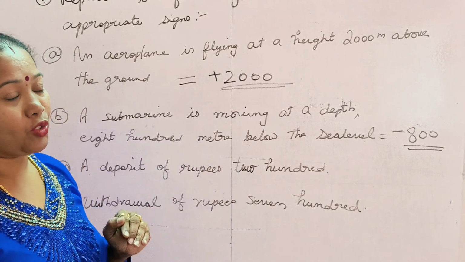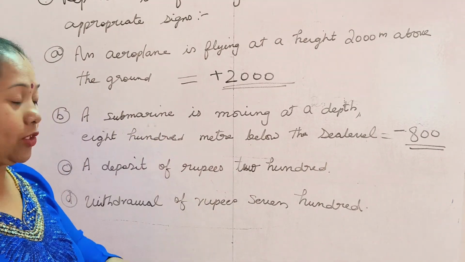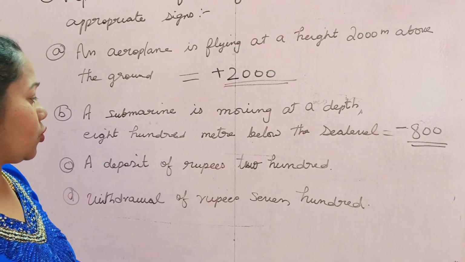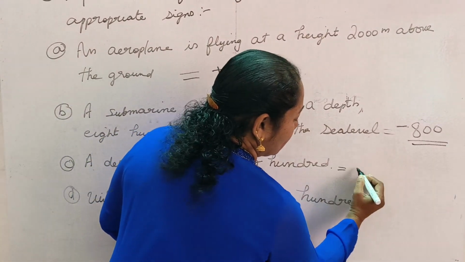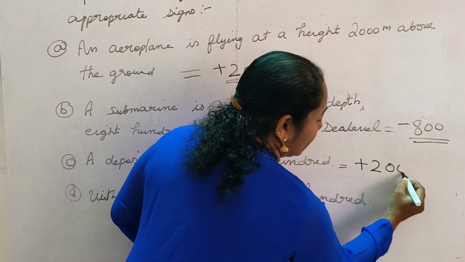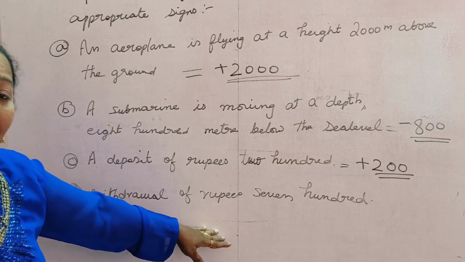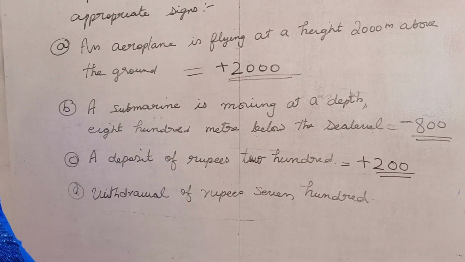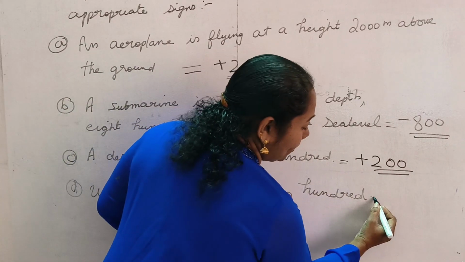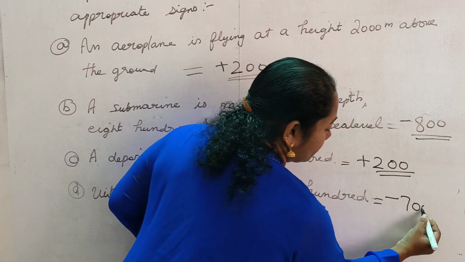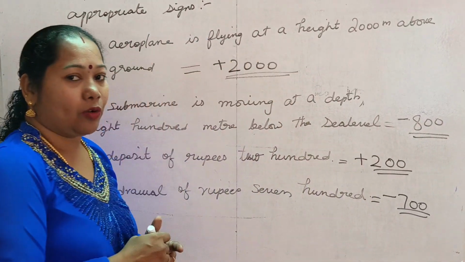Now next question is a deposit of rupees 200. Deposit means positive, withdrawal means negative. So a deposit of rupees 200. So that will be plus 200. And last question is withdrawal of rupees 700. Withdrawal means negative. Okay.